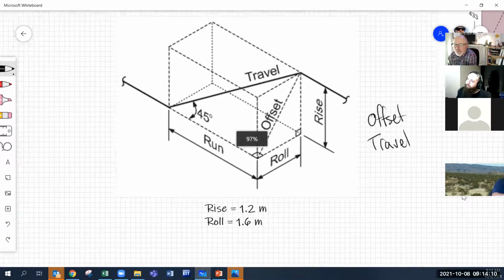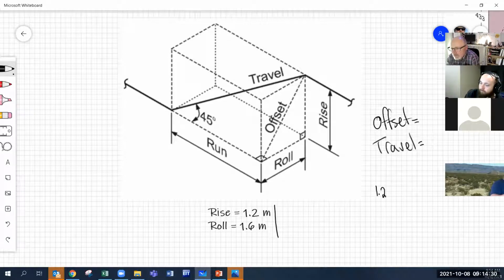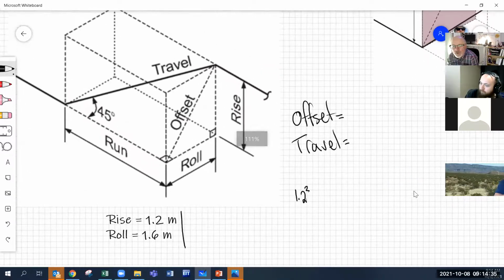So for this example right here, I want to know the offset and I want to know the travel. We have some variables down here. As we learned before, the offset is the rise squared, 1.2 squared, plus the roll squared, 1.6 squared. Square root that, and that should equal the offset.